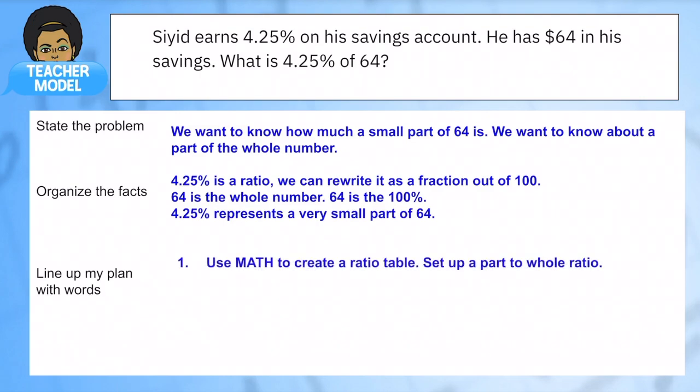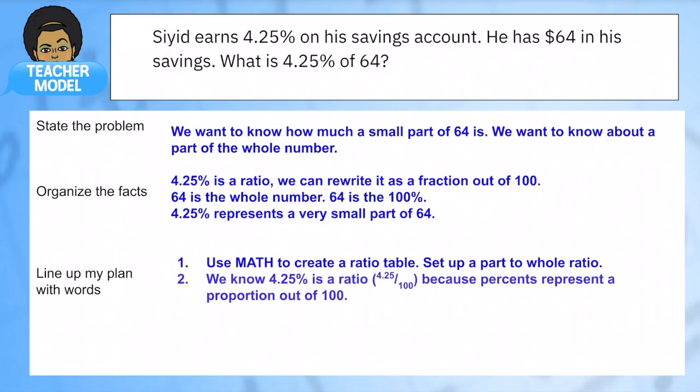So here's our plan. We're going to use math to create the ratio table, setting up this part to whole relationship. You're going to see me use 4.25% as a ratio. I'm going to put it out of 100, so that's going to be on the top and on the bottom. And on the other side, we're going to see a number out of 64, because 64 should be in the same row as 100, because 64 is the whole in this problem.